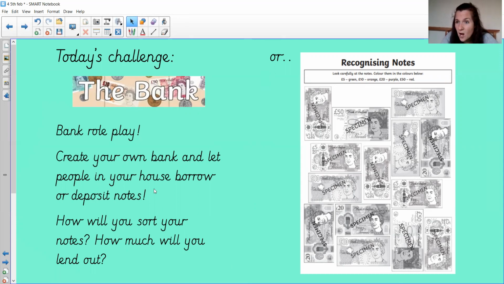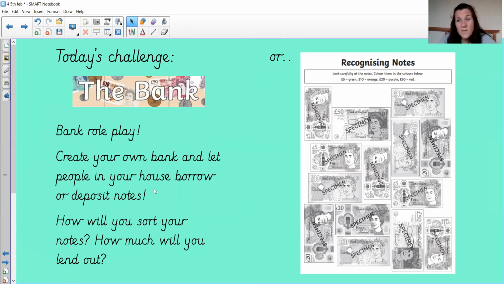How will you sort your notes? Okay, so you're going to make your notes. How are you going to sort them? Are you going to sort them in piles in the same value? How much will you lend out? I wonder if you're going to be generous today and lend people in your house lots of money. Okay, so today's challenge is to make a bank.